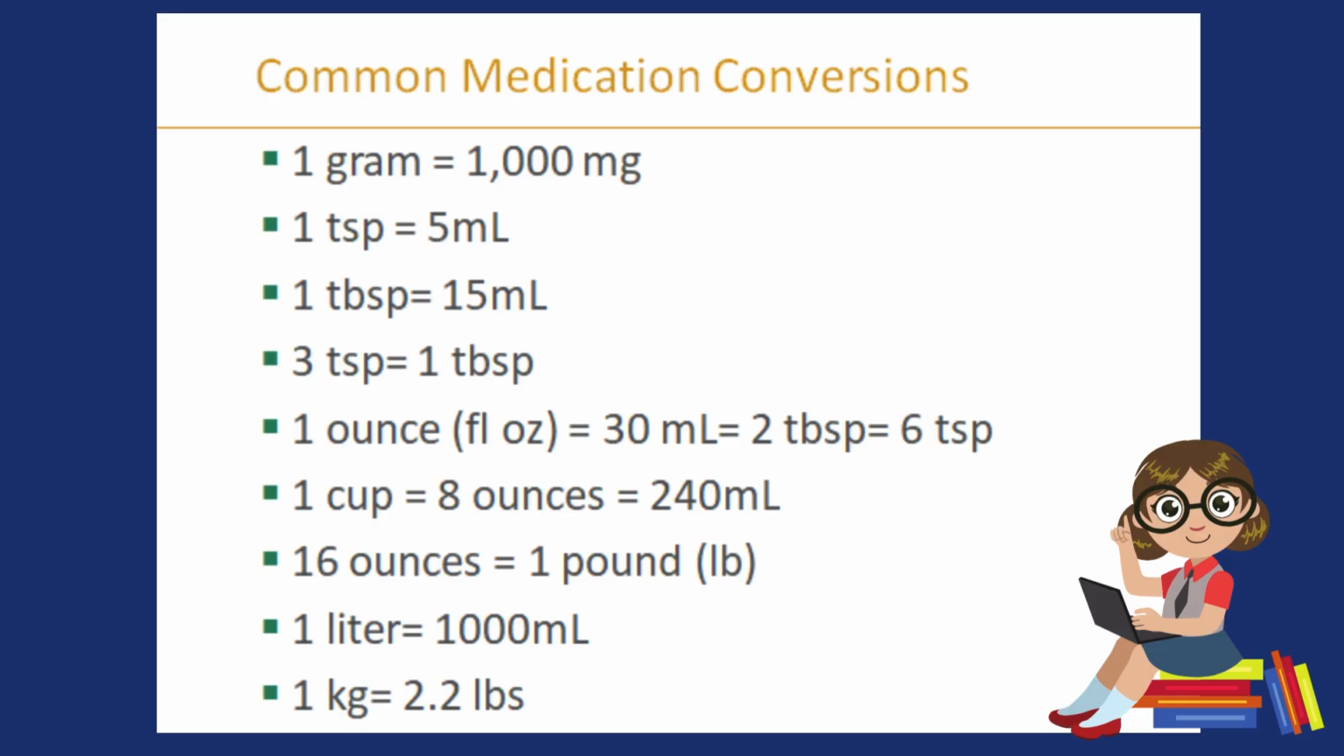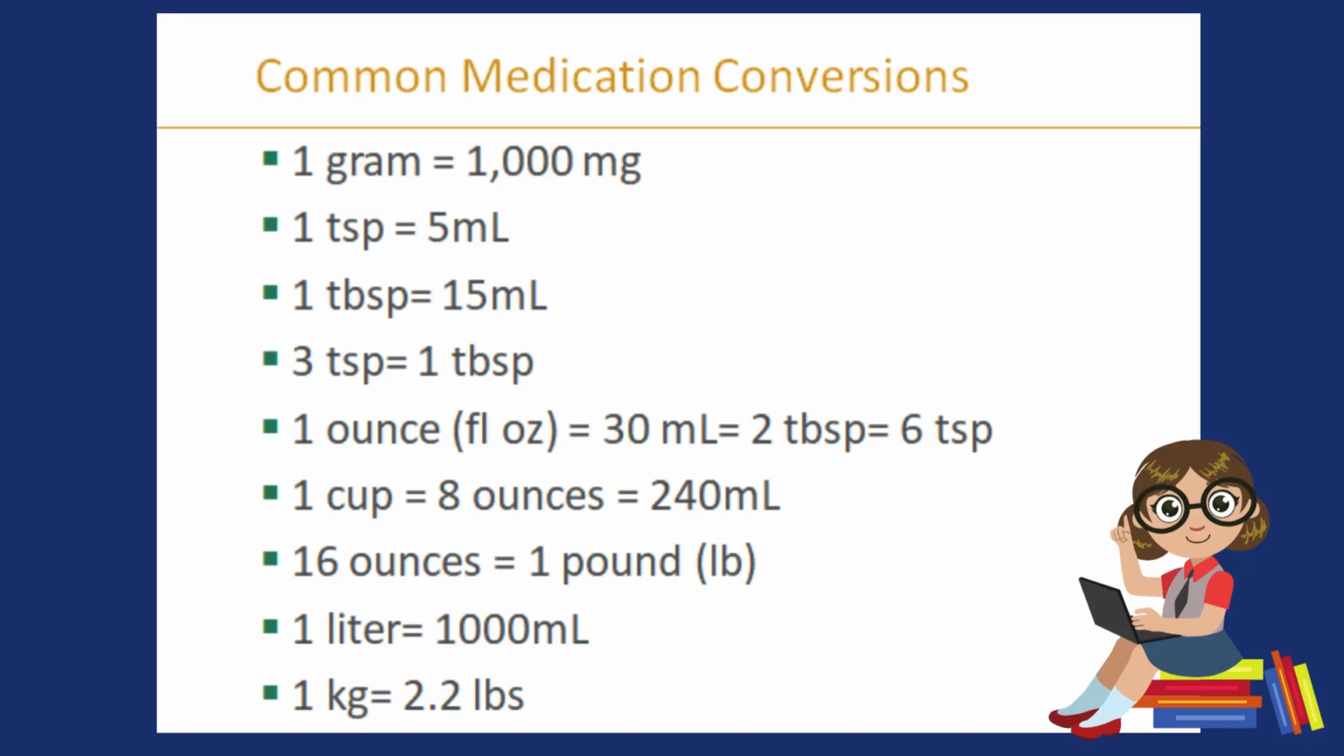Each 30 milliliters contains 2 tablespoons, which also contains 6 teaspoons. So there's 6 teaspoons in 30 milliliters. You might get a drug calculation where the final question is, how many teaspoons will you give? And if you answer it in milliliters, you're going to get that question wrong. 1 standardized cup is equal to 8 ounces. 8 ounces is equal to 240 milliliters. The way we get that is 8 ounces times 30, because there's 30 milliliters in every ounce. So 8 times 30 would give you 240.